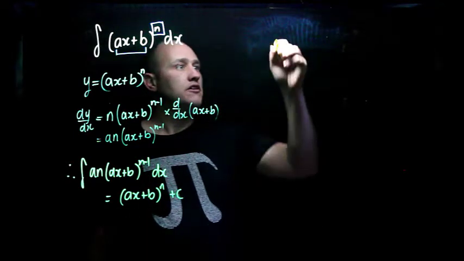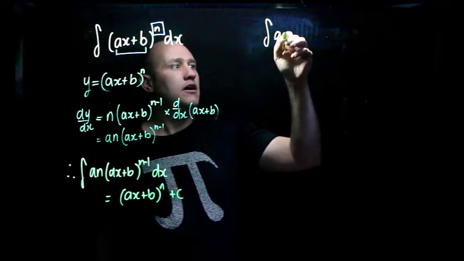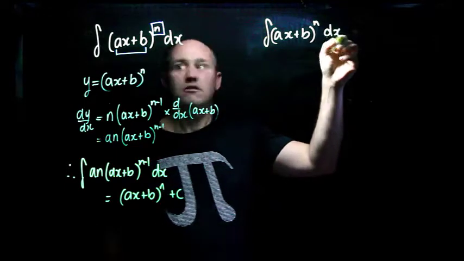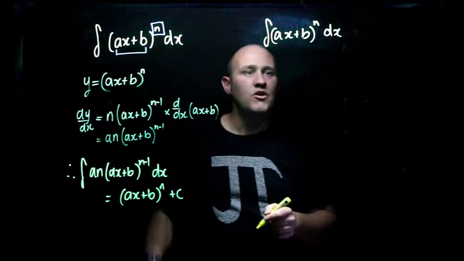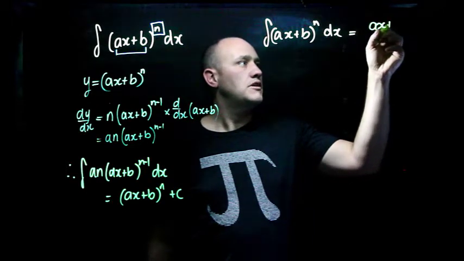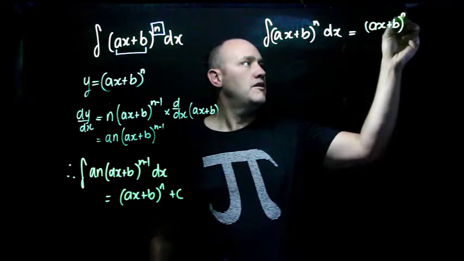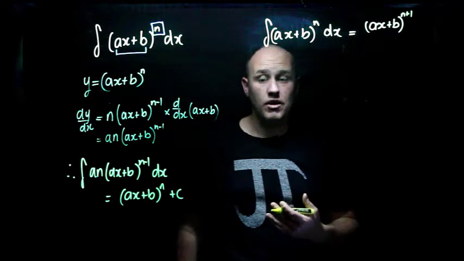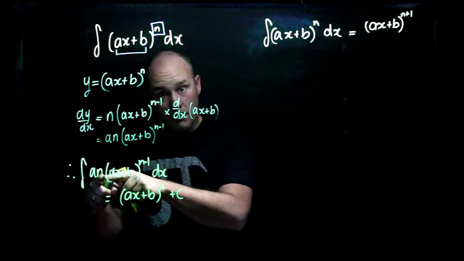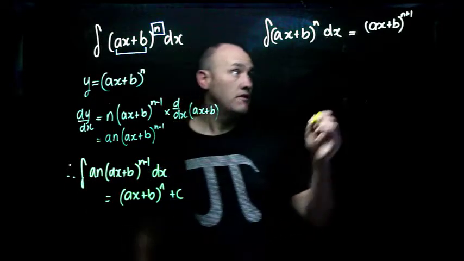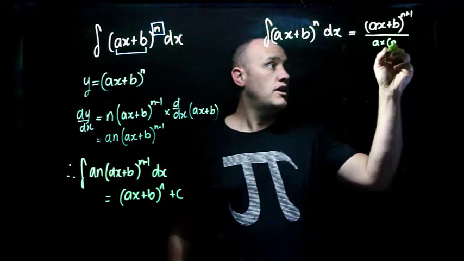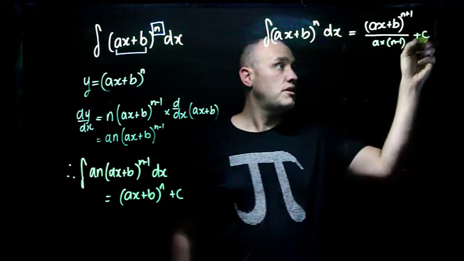If you were integrating instead ax plus b to the power of n dx, which is what we started with, that wouldn't be too hard. We would write it down as ax plus b to the power of n plus 1, raise the power by 1. But recognise that we didn't end up with just a factor of the new power, we ended up with a factor of the a. So I'd have to divide by a, and I'd have to divide by the new power. And of course there's a plus c.